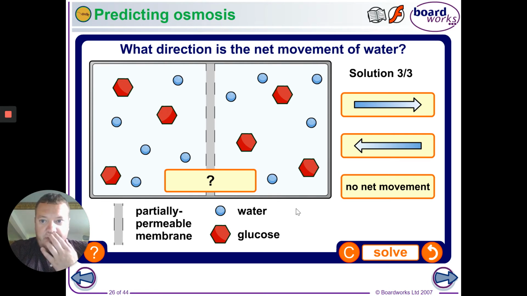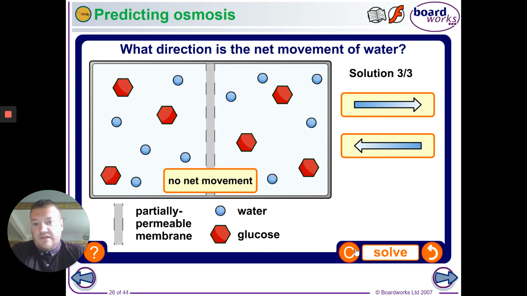Okay, so if we take the method of counting the blues again, we've got 5 blues that side, 5 blues that side, and then counting the reds, we've got 3 reds that side, 3 reds that side. That tells me that whether you're looking at the glucose or the water, there's an equal concentration on both sides, and therefore where you've got an equal concentration on both sides, there's going to be no net movement.